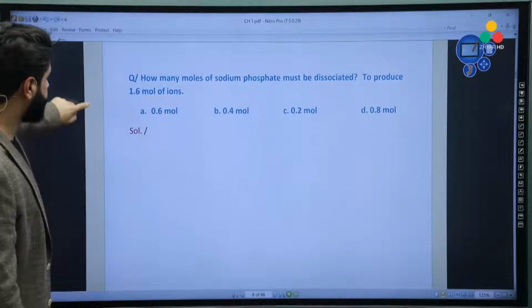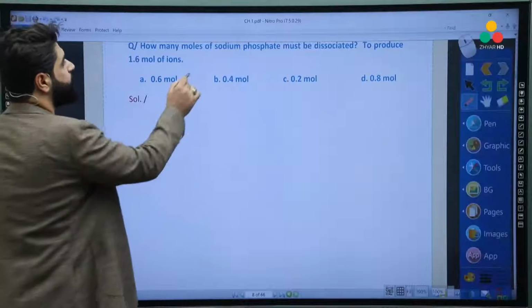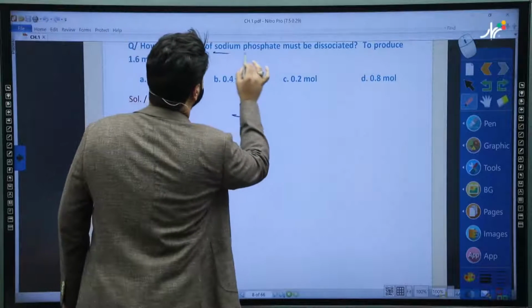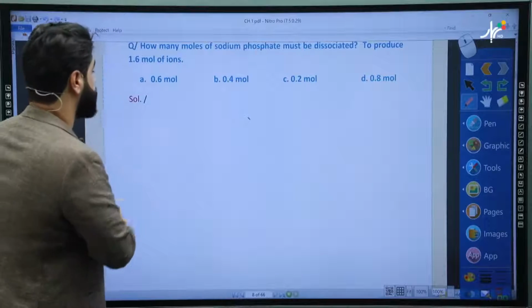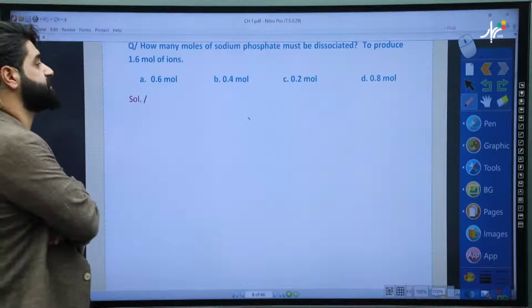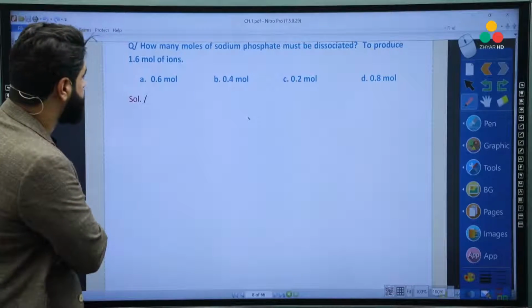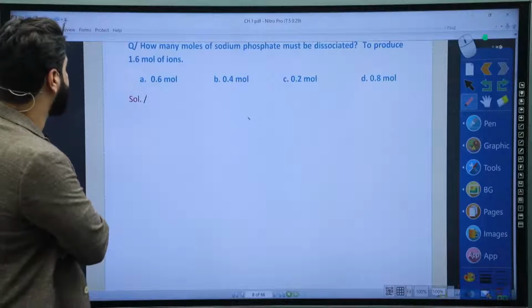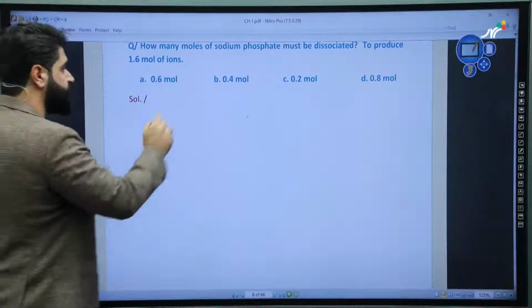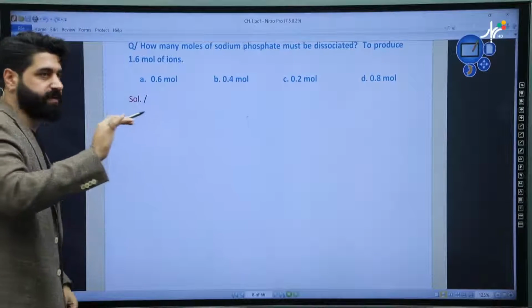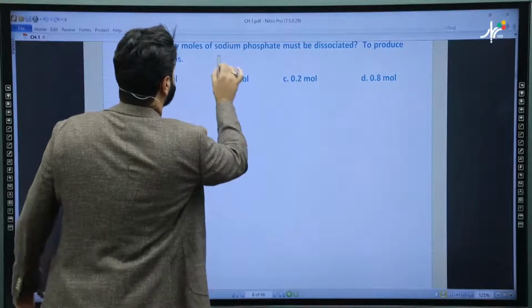Continue. Another question. Let's see. How many moles of sodium phosphate must be dissociated to produce 1.6 mole of ions? This is exactly the reverse of the previous questions. Let's see. Look, first step, don't change the rule, please. Point at your compound. Our compound is sodium phosphate.